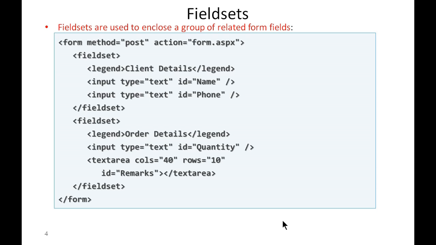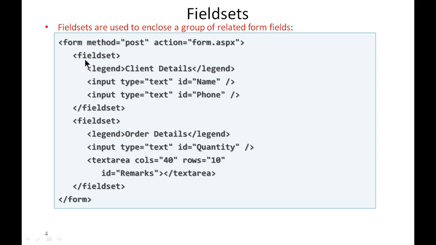Form method is equal to post, action is equal to form dot aspx. So action is equal to form dot aspx means what? It is going to send the form when the user enters the data. Then the form will be sent to form dot aspx. This aspx is nothing but a form that is written in .NET. It will do some processing and then give the response back to the browser. So here you can see form method is equal to post, action is equal to form dot aspx.